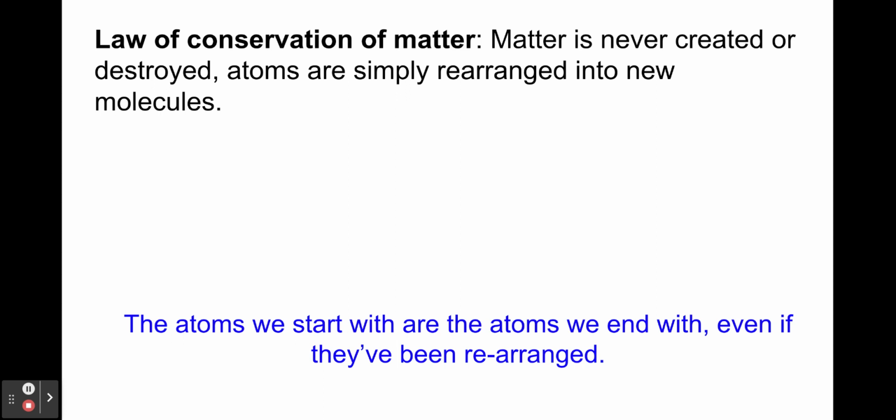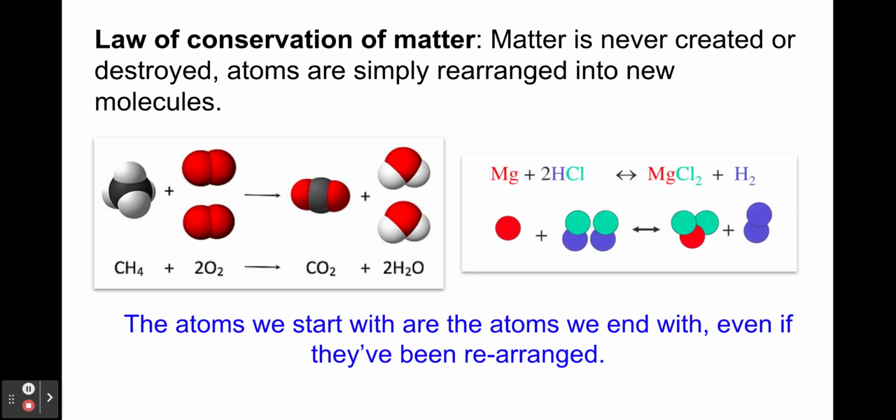Here are two pictures that show chemical reactions, and you can see that the atoms on the left are the same as the atoms on the right, even though they're connected to each other differently. On the left of this equation, we have 4 red oxygen atoms. On the right, we have 4 red oxygen atoms. On the left, we have 1 black carbon. On the right, 1 black carbon. Looking at our equation on the right, we've got 2 green chlorines on the left, 2 green chlorines on the right. The atoms we start with are the atoms we end with, even if they've been rearranged.